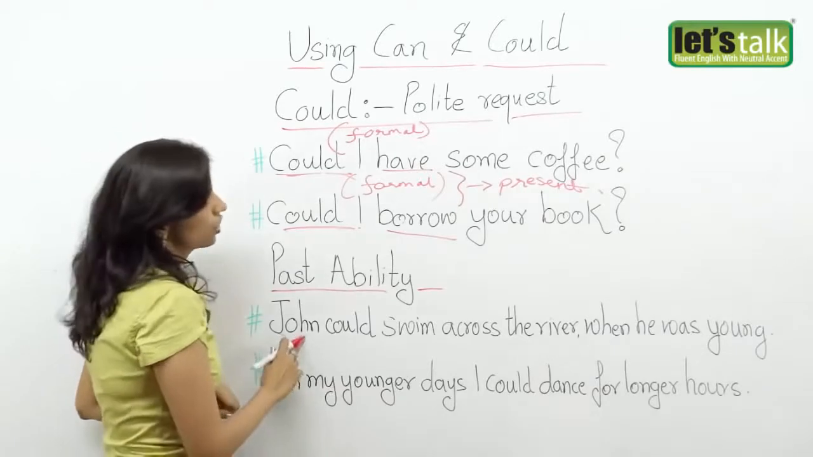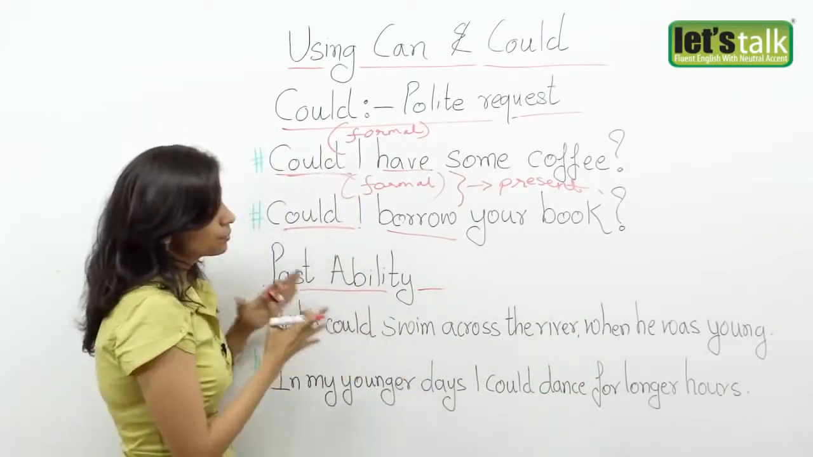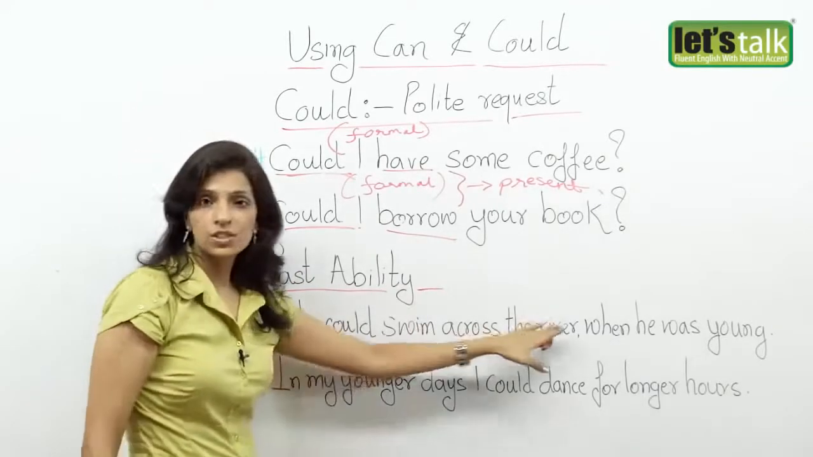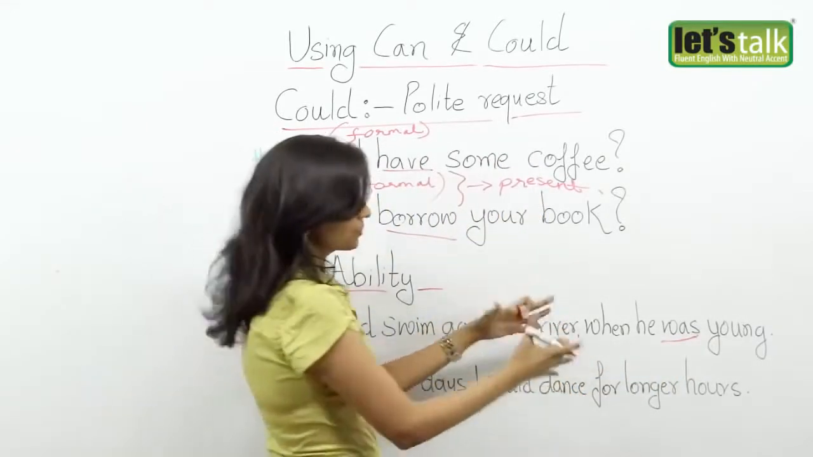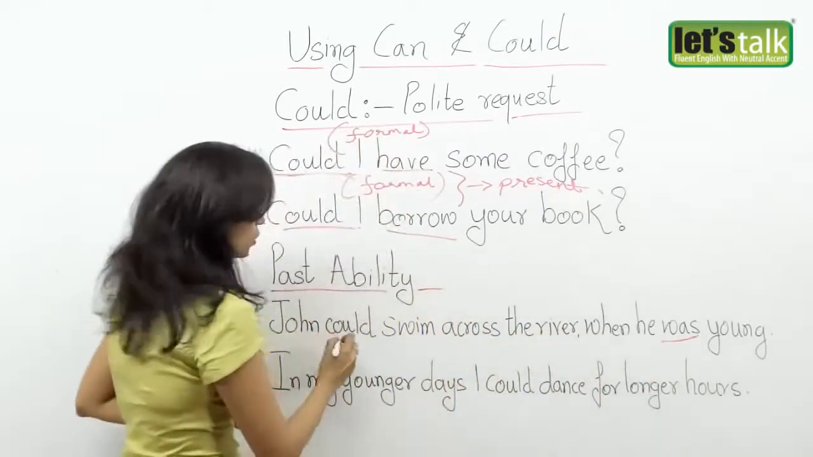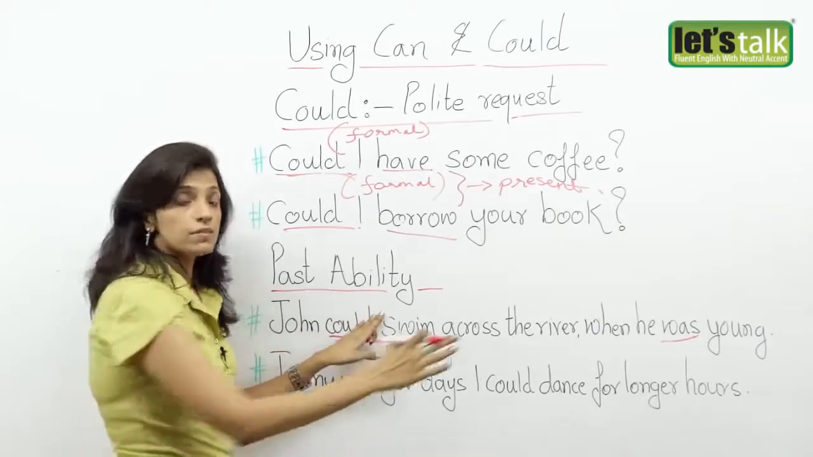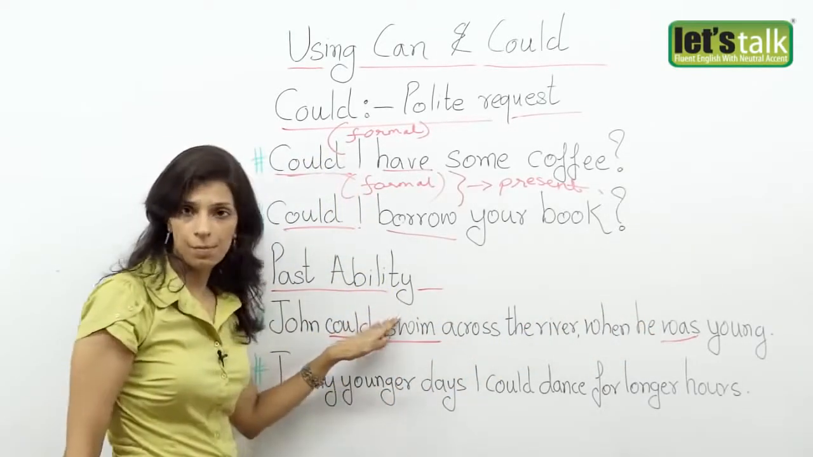Alright. So in my example, John could swim across the river when he was young. Now if you can see, I'm talking about probably John is now a grown-up boy. We're talking about when he was a child. So here you will have an indication or something that will say that the time period was in the past. Alright. So John could swim. So here this is a past ability. When he was a child, he could do something. He was capable of doing this in the past.